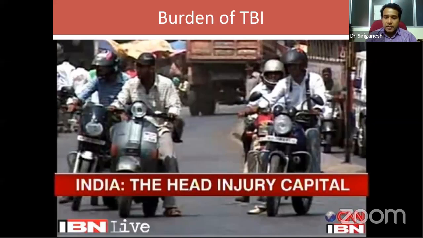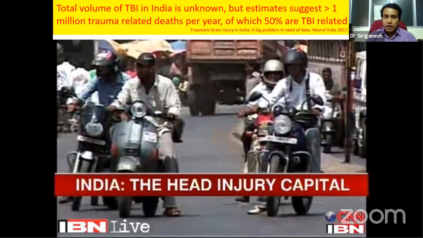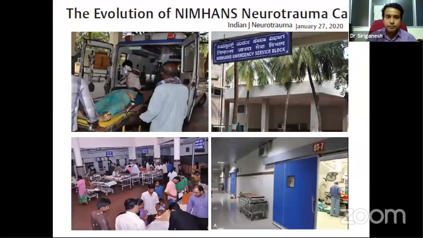So India is labeled as the head injury capital of the world, and that is because as per the estimate, we have at least 5 lakh deaths per year attributed to traumatic brain injury. That is a huge number, and that's why it's a public health issue. Remember that most of the patients who suffer from traumatic brain injury are young adults in the productive age group who provide economic support for their families. So apart from the socioeconomic aspect, it is a financial burden for the family and for the society as well.